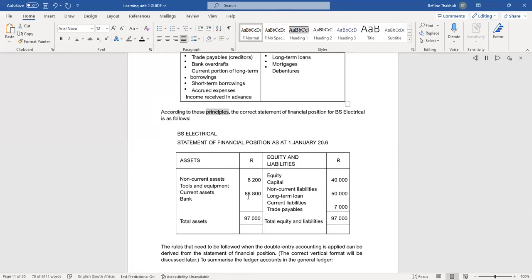According to these principles, the correct statement of financial position for BS Electrical is as follows. BS Electrical, Statement of financial position as at January 1, 20.6. Assets, equity and liabilities.